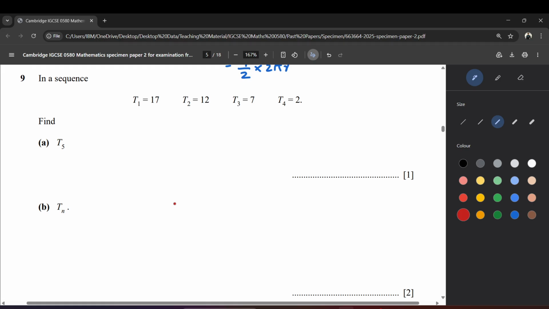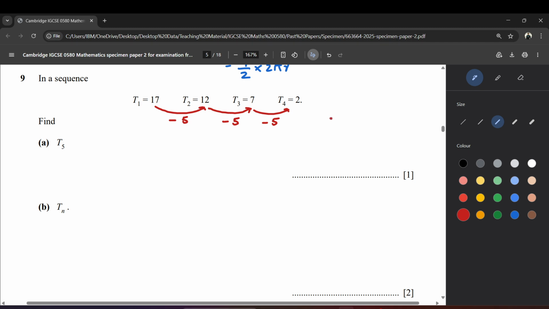All right, number 9. In a sequence, T1 is 17, T2 is 12, T3 is 7, and T4 is 2. Find T5. Okay, so first of all, we need to see if there is some recognizable pattern or not. I can see that when I go from 17 to 12, this is a subtraction of 5. When I go from 12 to 7, this is also a subtraction of 5, and when I go from 7 to 2, that is also a subtraction of 5.